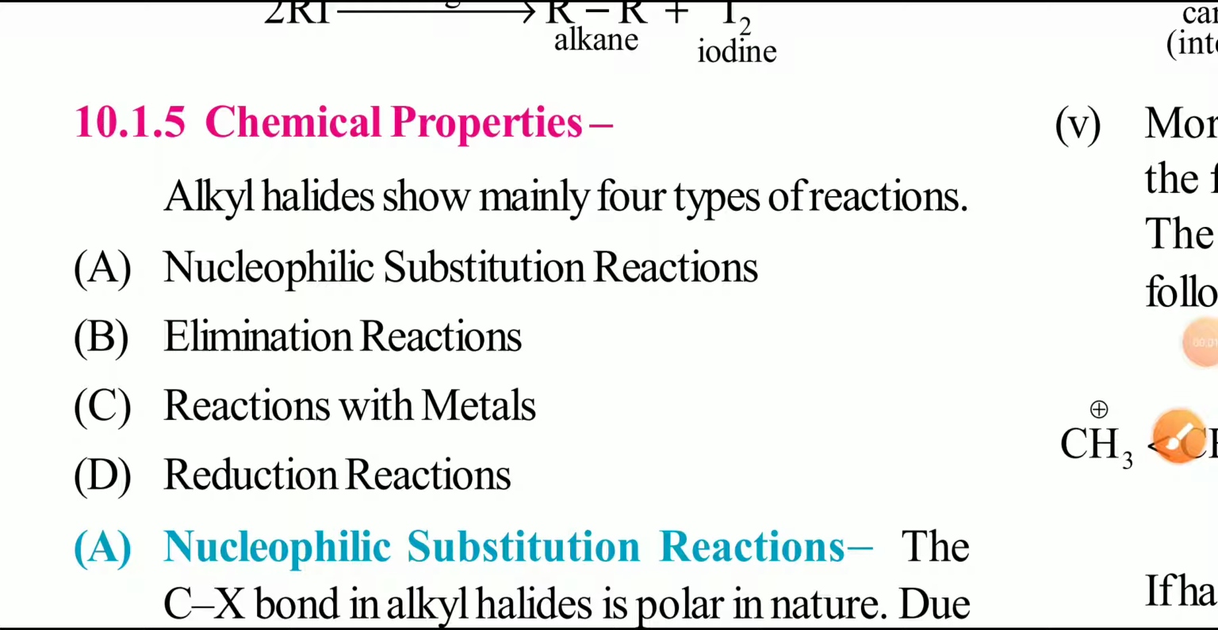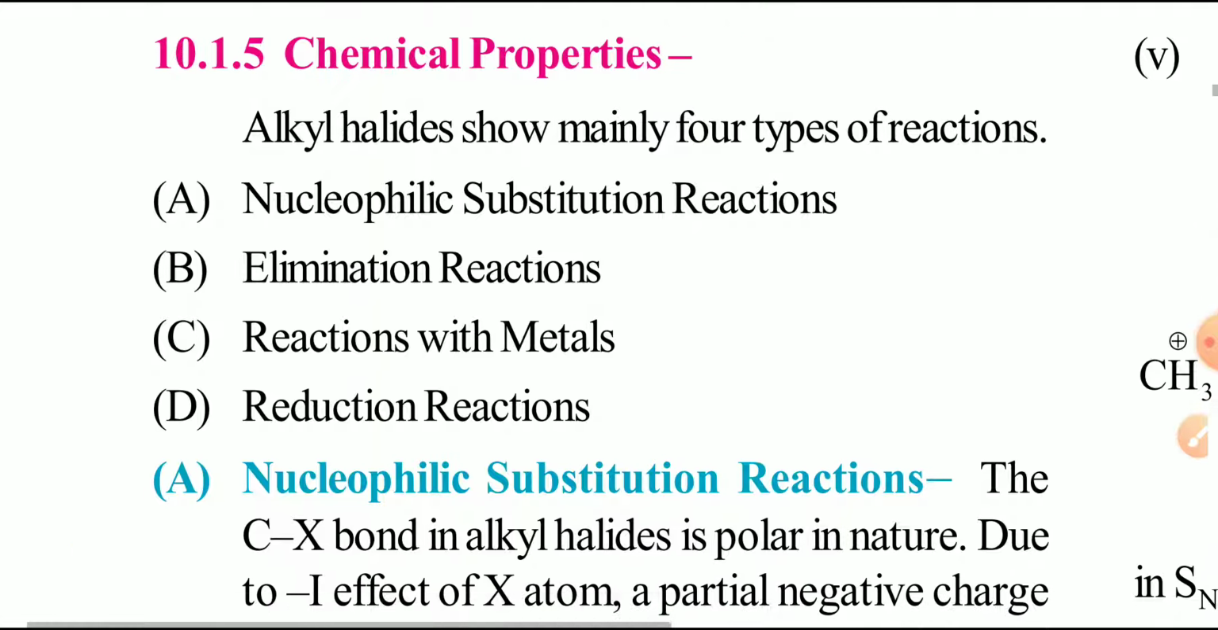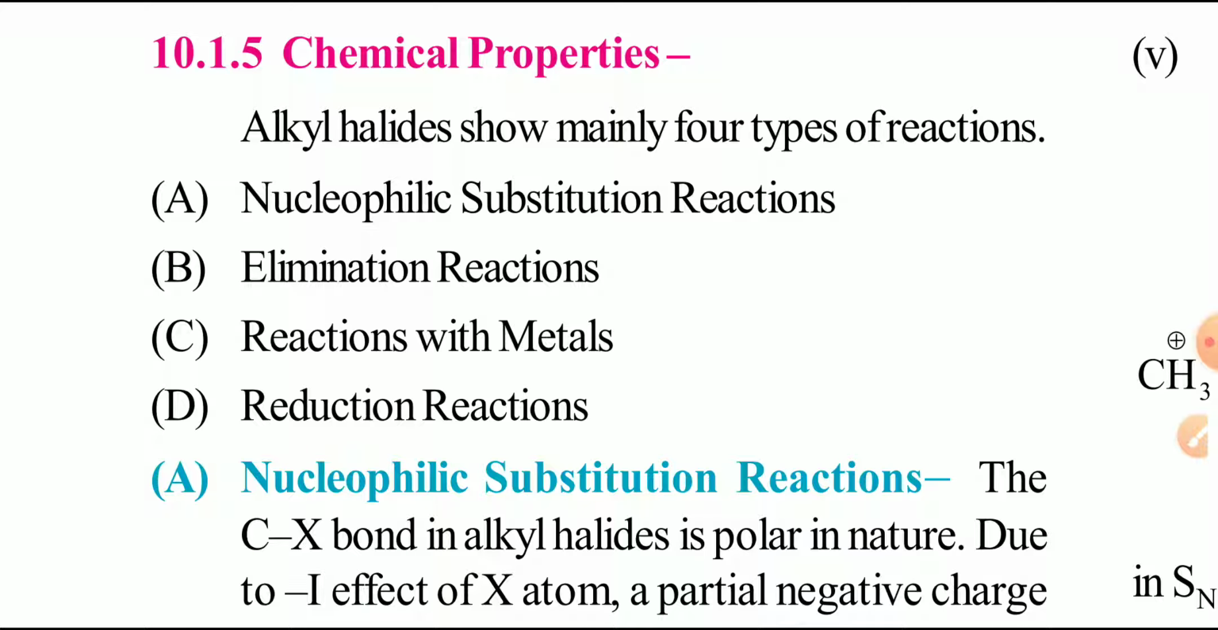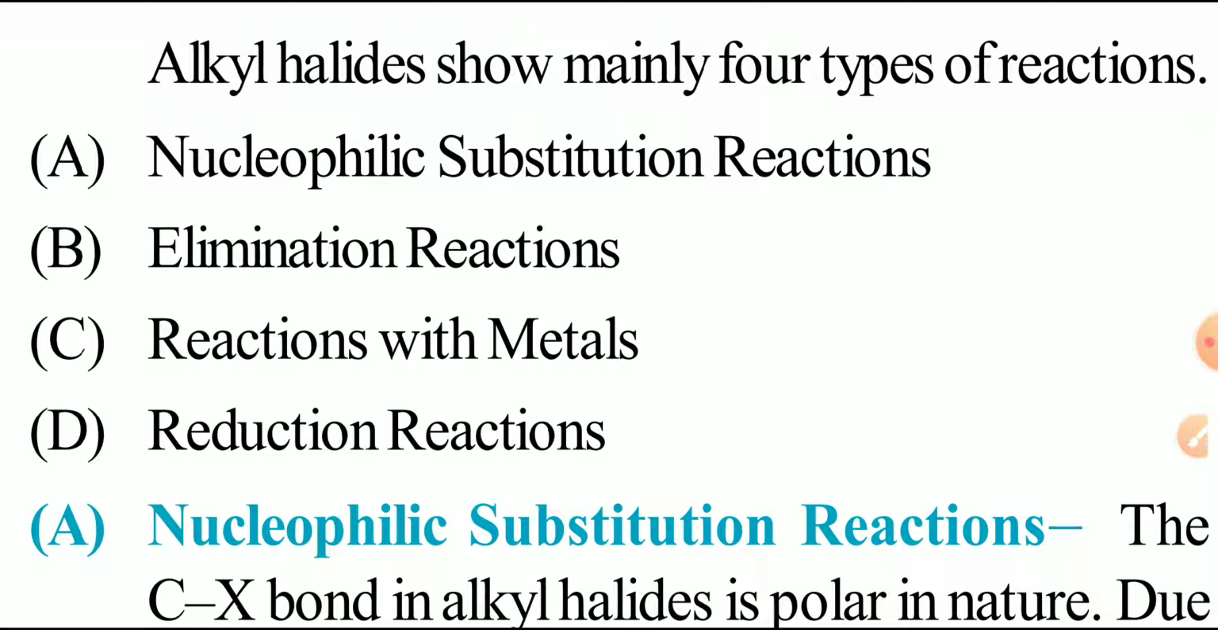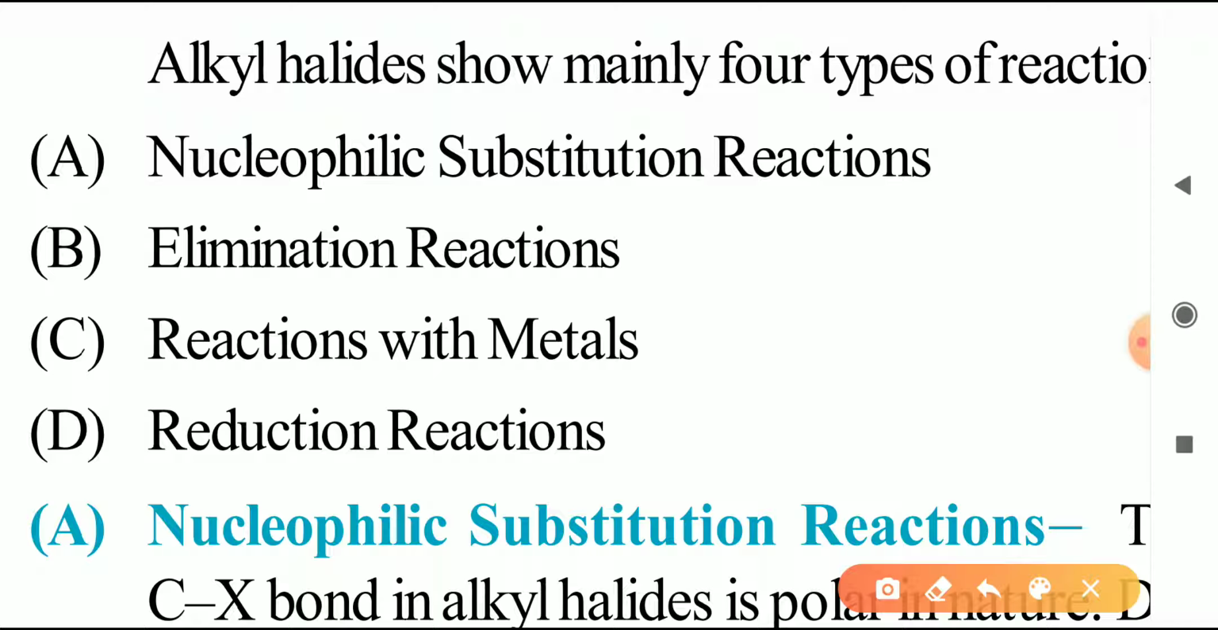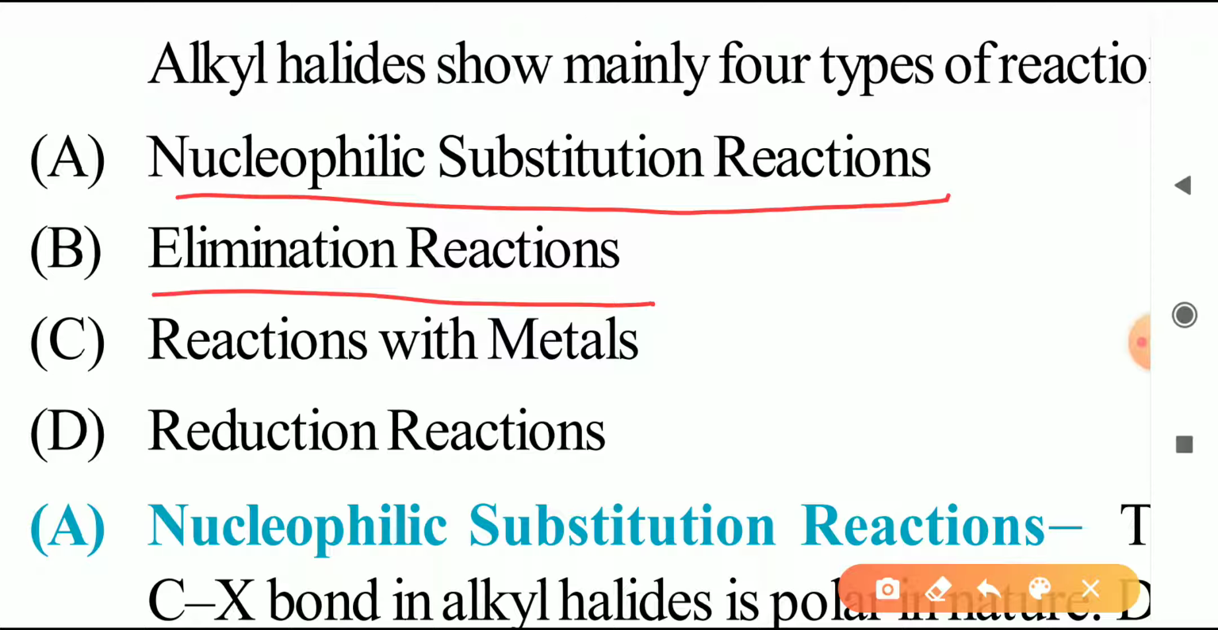Yes, good morning, friends. After the topic of physical properties, our next topic is chemical properties of haloalkanes. There are four types of chemical properties of haloalkanes. First is nucleophilic substitution reaction. Second is elimination reaction, then reaction with metals and reducing nature.